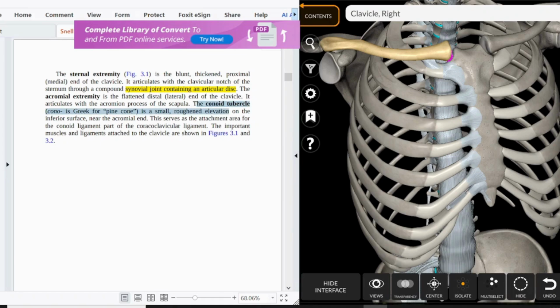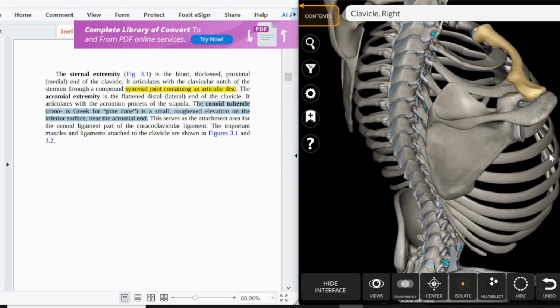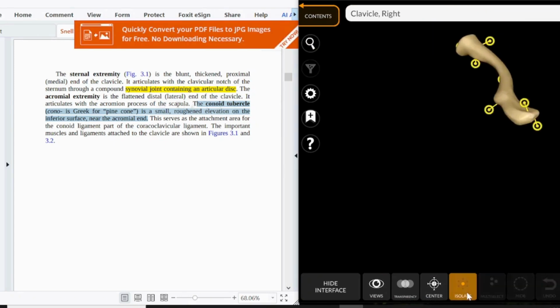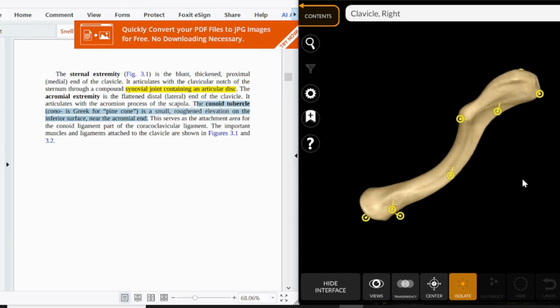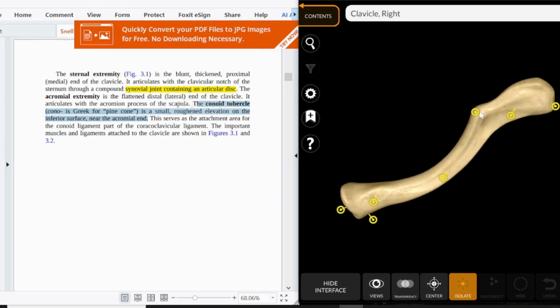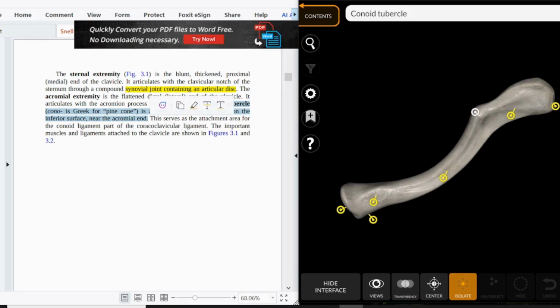The conoid tubercle is a small roughened elevation on the surface near the acromial end. If we isolate this bone and look towards the inferior surface, on the inferior side there is a small roughened elevation near the acromial end. This is known as the conoid tubercle. This serves as an attachment for the conoid ligament, which is part of the coracoclavicular ligament. This is an important ligament.